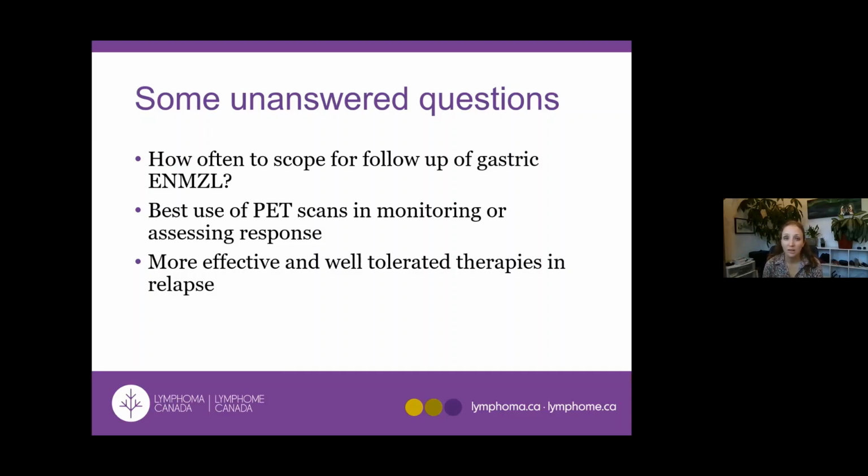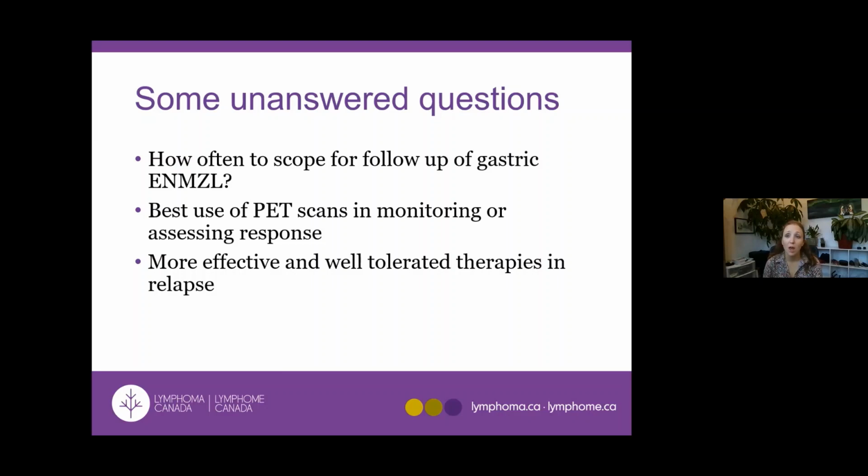Generally it's more frequent initially, so every 3 to 6 months. There are some guidelines that recommend yearly after that, but we know that the relapse rate is actually quite low, especially if patients have received radiation. So it's hard to justify indefinite scopes, especially for younger individuals. Again, it's a conversation.